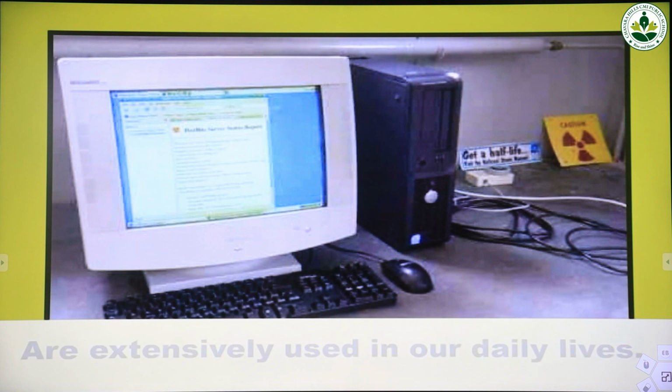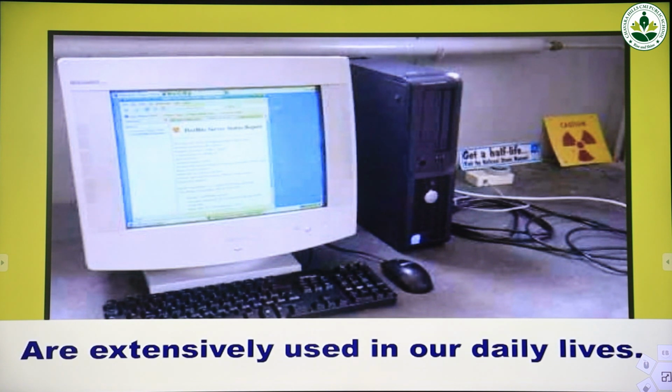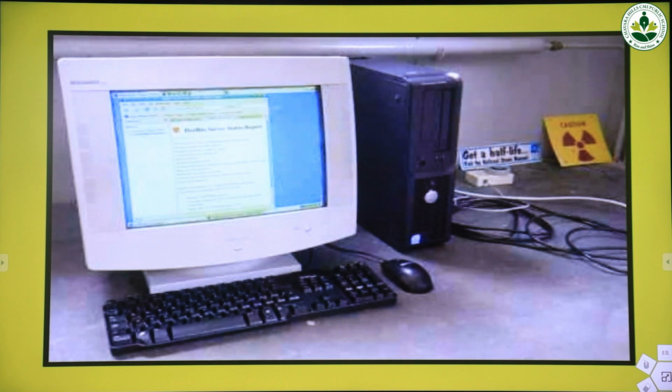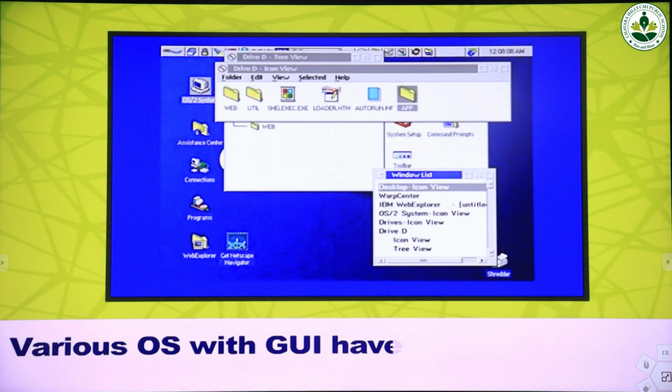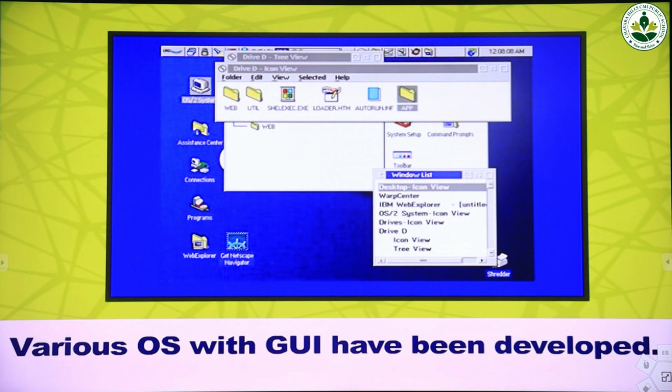G. They have wide-ranging applications and are extensively used in our daily lives. H. Different applications can be run at the same time. I. The use of telecommunications to link multiple computers has made possible the advent of the Internet. J. Reduced size of the processor has made possible the invention of laptops and other handheld devices. K. Various operating systems with graphical user interface, that is GUI, have been developed.